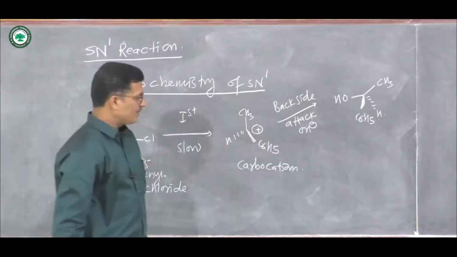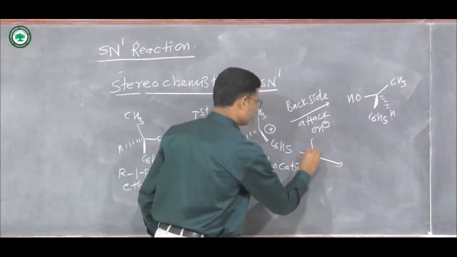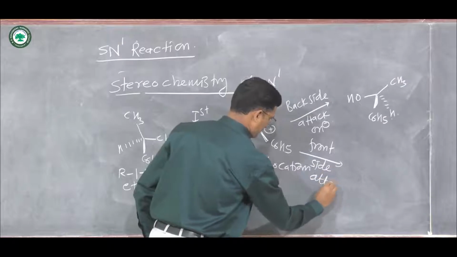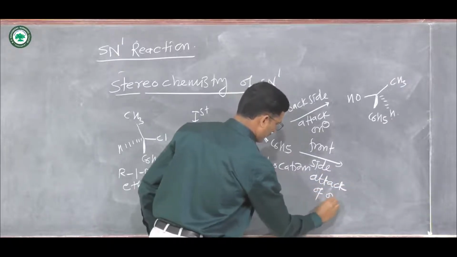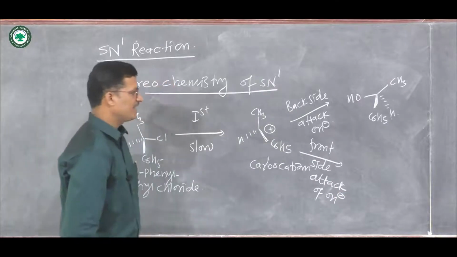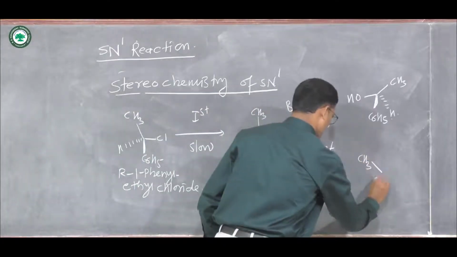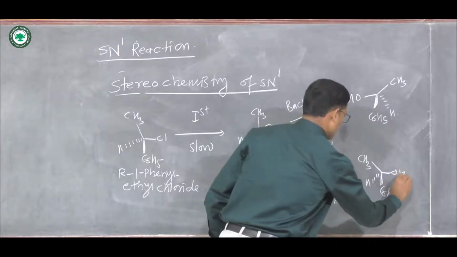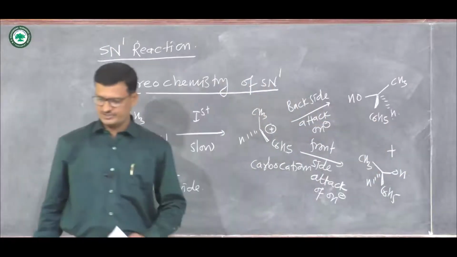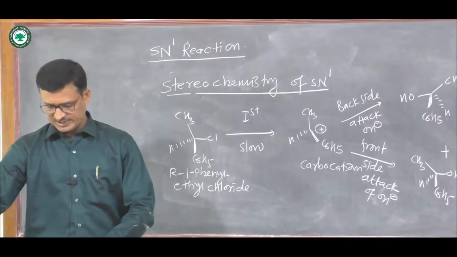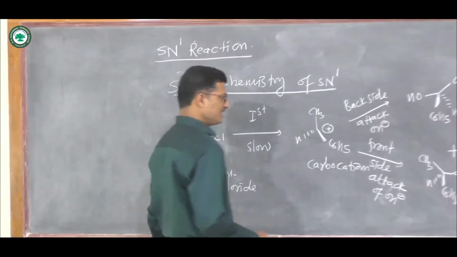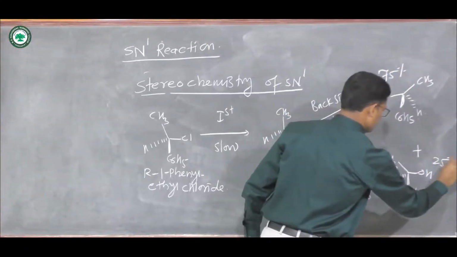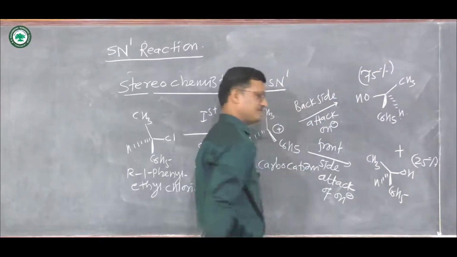This one. When the attack of the nucleophile takes place from the front side, front side attack of OH minus, then we get this product. And we get a mixture of these two products. In this case, this product we get 75%, and this product we get 25%.